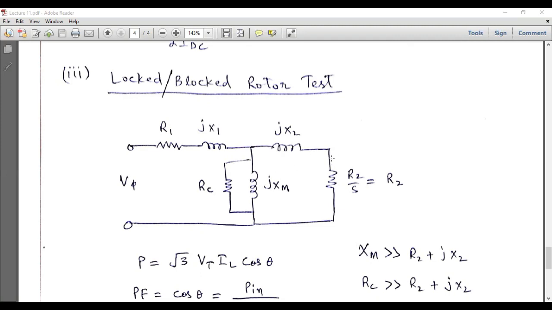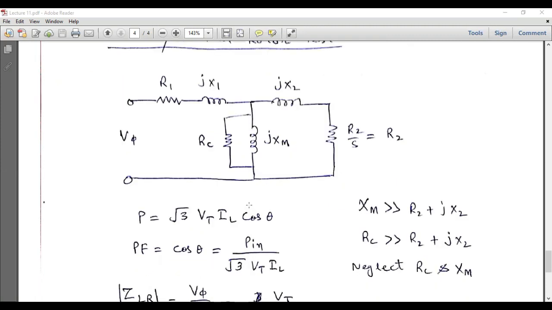So this is the transformed equivalent circuit of the induction motor, and in that case these magnetizing parameters are very, very much greater than these rotor parameters, which can be seen over here. So Xm is very much greater than R2 plus jX2, and Rc is very much greater than R2 plus jX2. So we have to neglect these two parameters, and in this case all the current which is flowing through the stator will enter the rotor windings, and we can calculate the power factor of the motor.